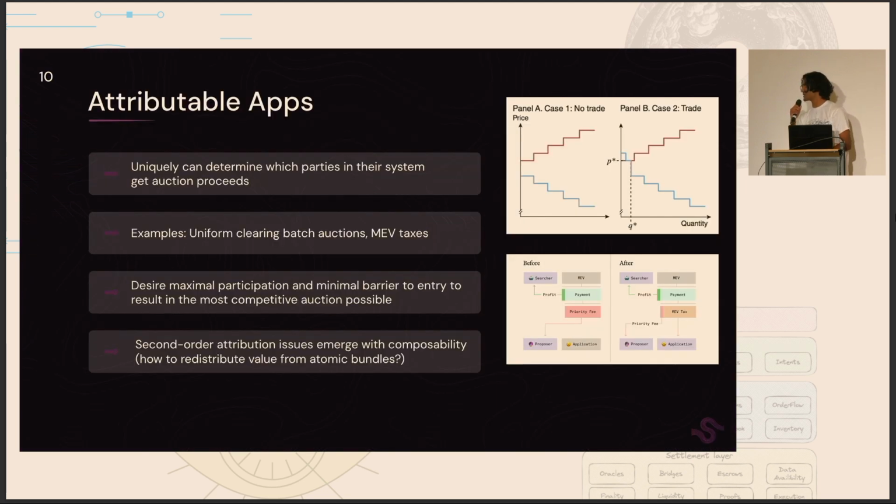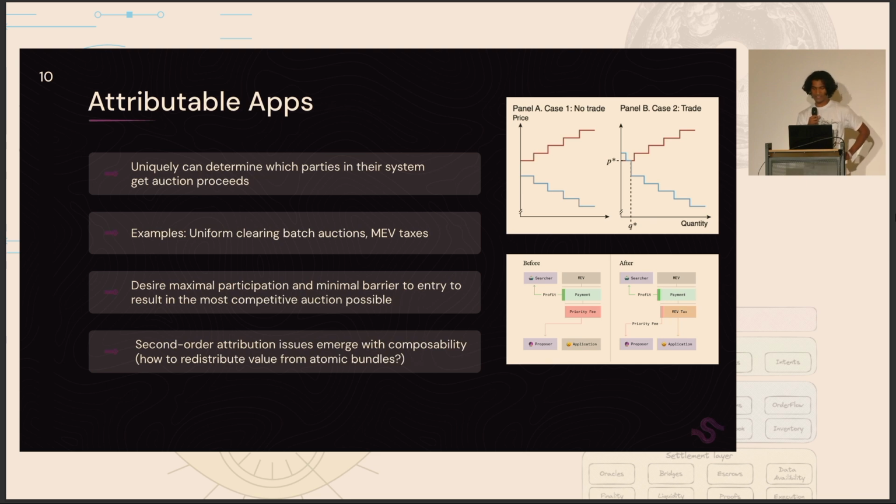So just some definitions to get out of the way. First is an attributable app, right? An attributable app is an application that can uniquely pinpoint the exact players in the application, what each of them is trying to do strategically to maximize their value, and is designed so that now you have a competitive auction like we currently have, but you're able to redistribute the value of this competitive auction exactly to where it needs to be, right, to the adversely selected party.